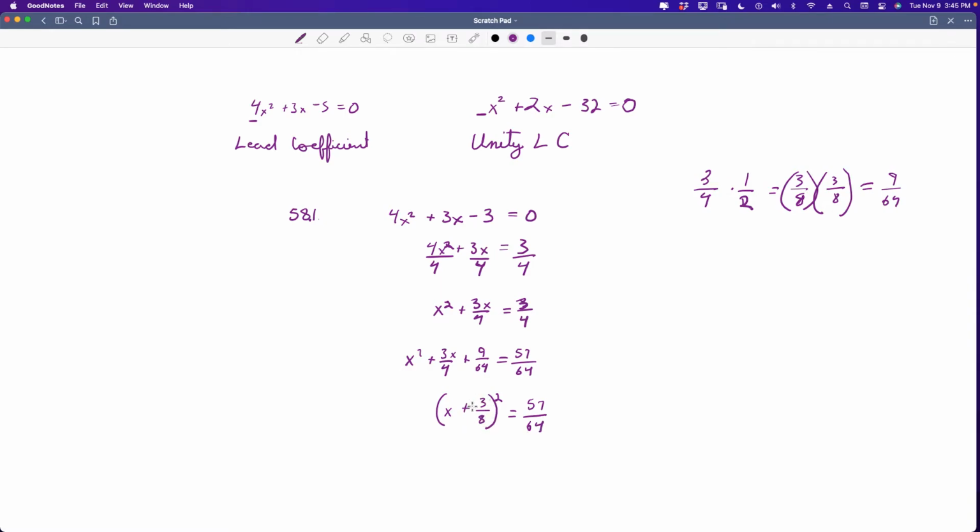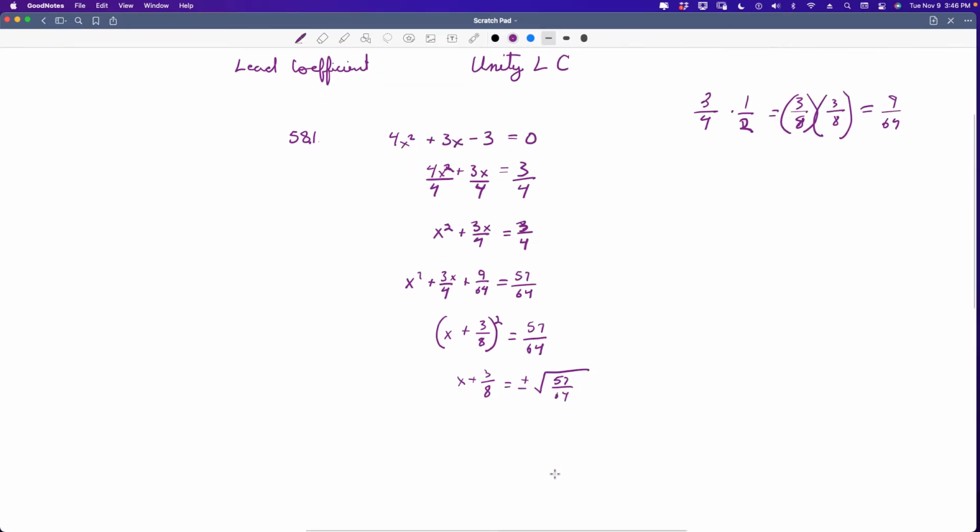So when we unsquare this side, we have to unsquare this side. So x plus 3/8 is equal to the plus or minus square root of 57 over 64. All right, we'll move this up a little bit. So x plus 3/8 is equal to plus or minus the square root of 57 over the square root of 64, which is 8. So we can say 57 over 8.